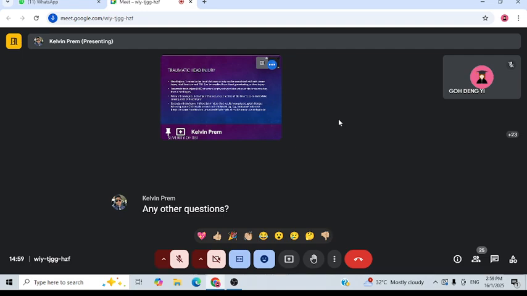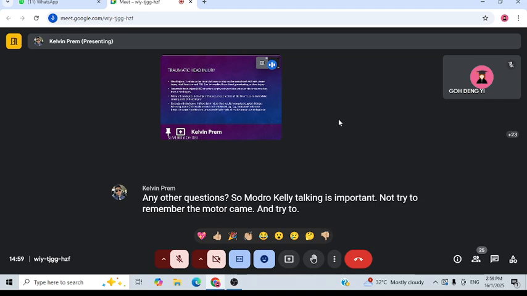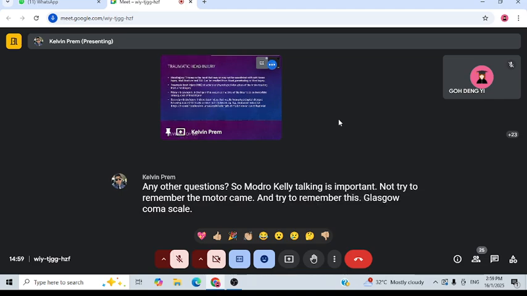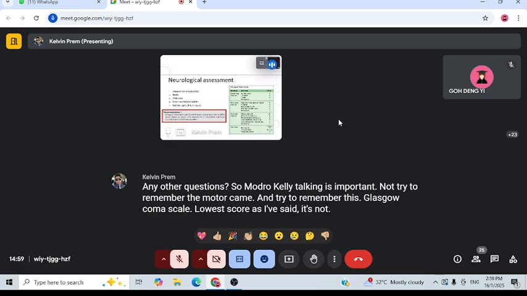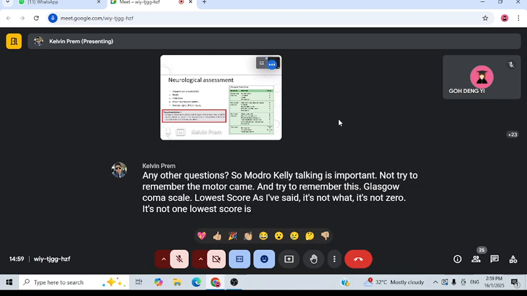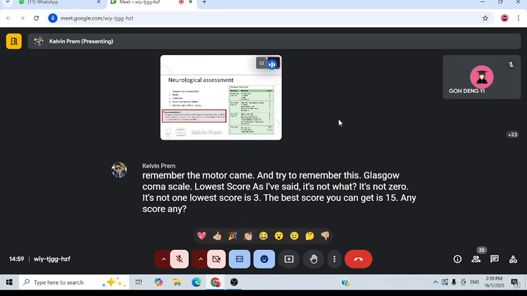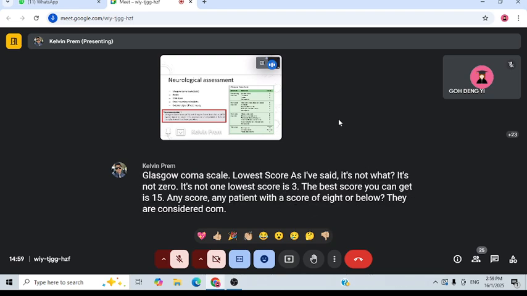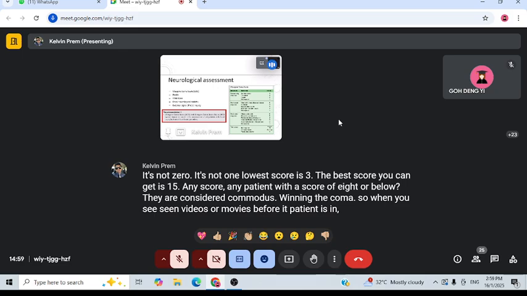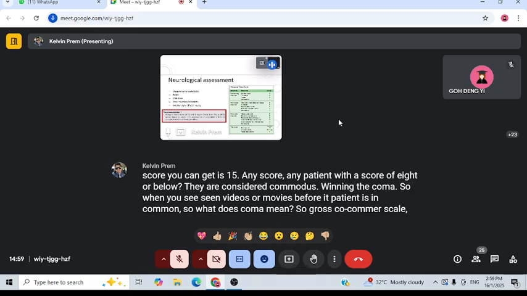Any other questions? So the Monroe-Kellie doctrine is important. Try to remember the Monroe-Kellie doctrine and try to remember this Glasgow Coma Scale. Lowest score, as I've said, it's not zero, it's not one. Lowest score is 3. The best score you can get is 15. Any patient with a score of 8 or below is considered comatose, meaning they are in coma. So when you've seen videos or movies before, the patient is in coma. So what does coma mean? Glasgow Coma Scale of 8 and below is coma.